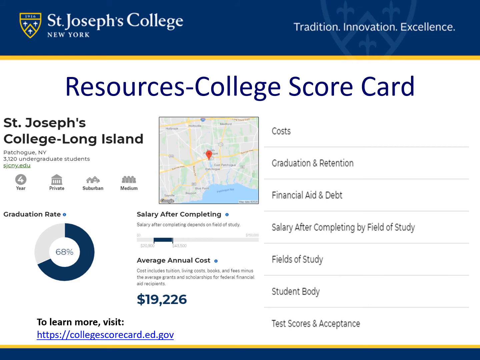And then all of the things on the right-hand side of the screen, as I mentioned, will be on the bottom of the website, but you can expand on each one of those sections to get more detail about the costs, about the graduation and retention rates, about financial aid, about the average debt students are borrowing. In addition, you can also find information about the fields of study or majors available, what the student body looks like, and test scores and acceptance information. So if you're just starting the search process, this is a really good place to look to get an idea of what school might be a right fit for you.